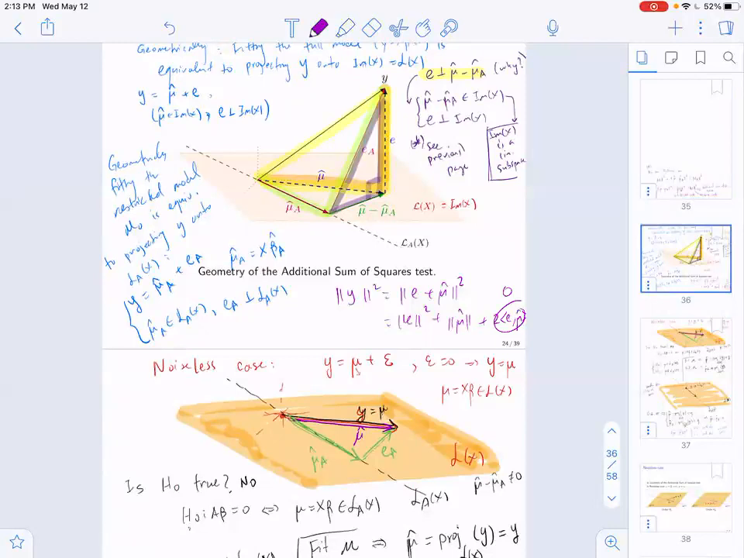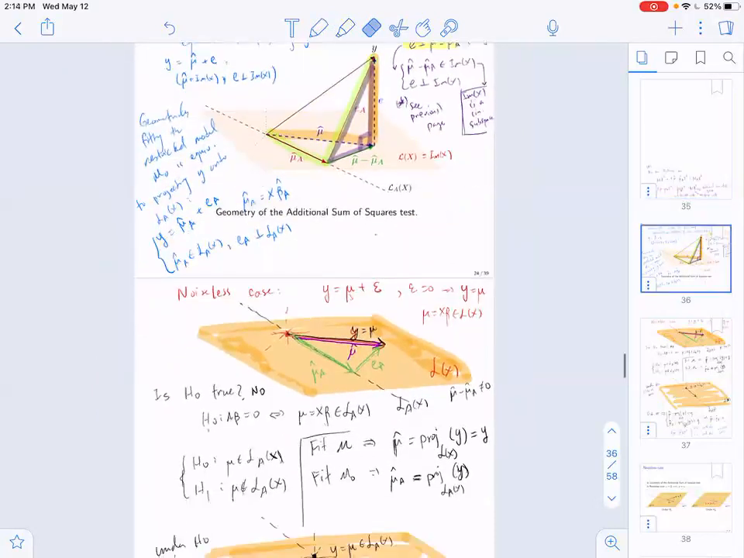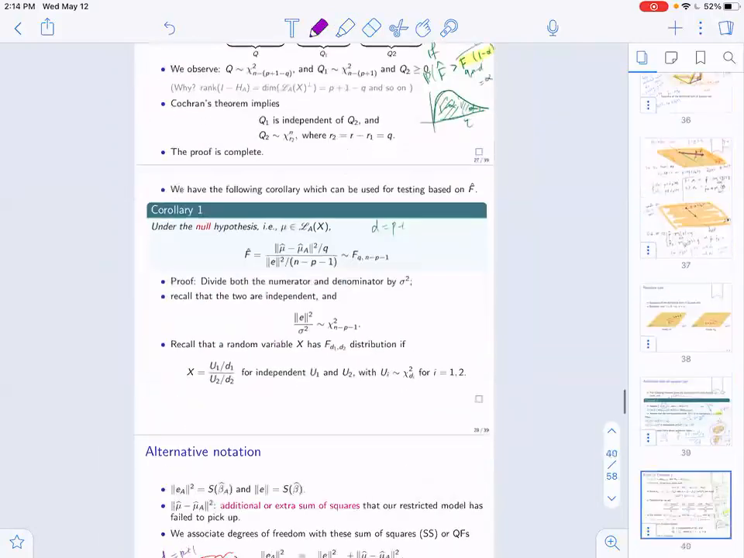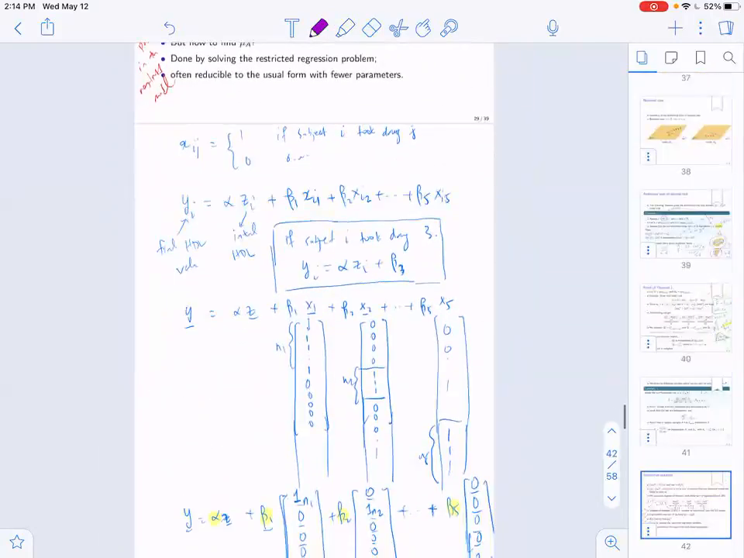Because E is orthogonal to mu hat. E is orthogonal to everything in the image. So these geometric ideas help you calculate certain quantities that might otherwise be difficult to calculate. Okay, any questions, comments about this? So this was just a review, basically.